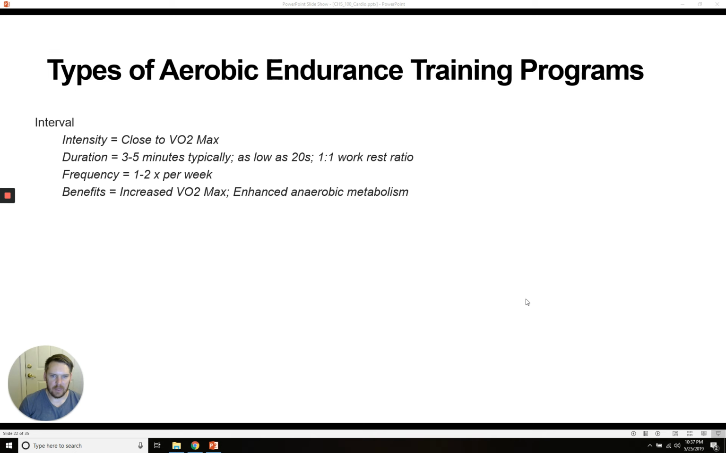Some that come to mind are the typical Tabata protocols, which involve 20 seconds of work and 10 seconds off, and 8 rounds. Usually you would do these 1 to 2 times per week. Some of the benefits you would see are increases in VO2 max and enhanced anaerobic metabolism.